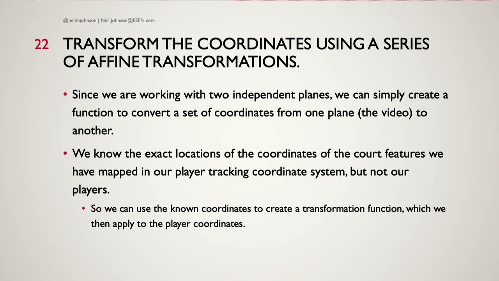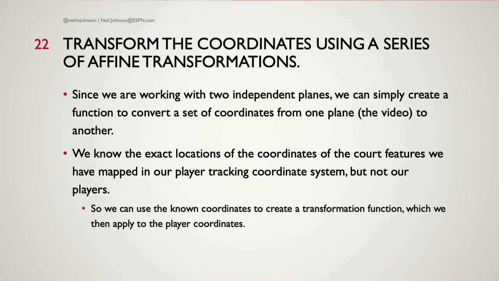So how are we going to transform it? We are going to transform the coordinates using a series of affine transformations. Since we are working with 2 independent planes, we can simply create a function to convert a set of coordinates from one plane, the video plane, to another, the player tracking plane. We know the exact locations of the coordinates of the court features we have mapped in our player tracking coordinate system, but not the players. So we can use the known coordinates to create transformation functions for each court feature that is mapped, and then apply that to the player coordinates to get the location of the players in our player tracking coordinate system.